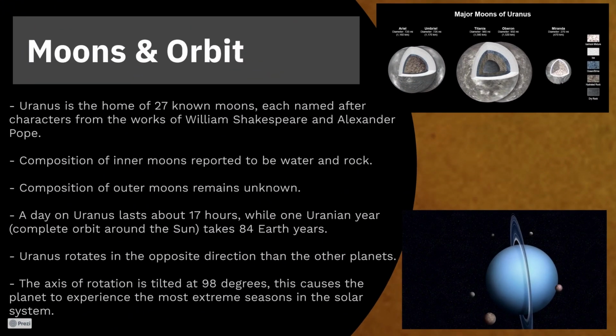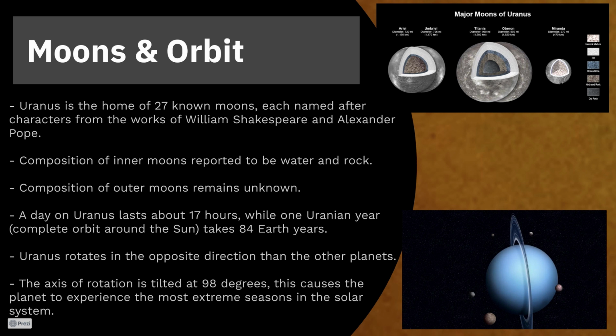Uranus's moons and orbit. Uranus is the home of 27 known moons, each named after characters from the works of William Shakespeare and Alexander Pope. The composition of the inner moons is reported to be half water and half rock, while the composition of the outer moons remains unknown. A day on Uranus takes about 17 hours. This is to rotate once around its axis, compared to a complete orbit around the Sun, taking 84 Earth years, which is 1 Uranian year.